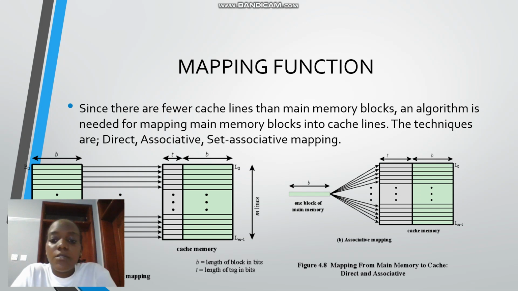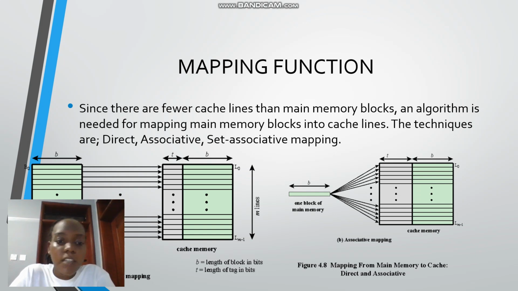Then associative mapping permits each main memory block to be loaded into any cache line, which lowers the chance of multiple memory blocks competing for the same cache line. And compared to direct mapping, associative mapping is much friendlier.